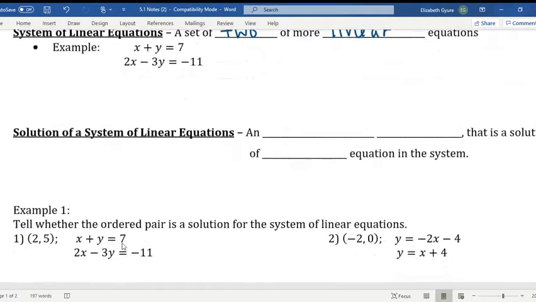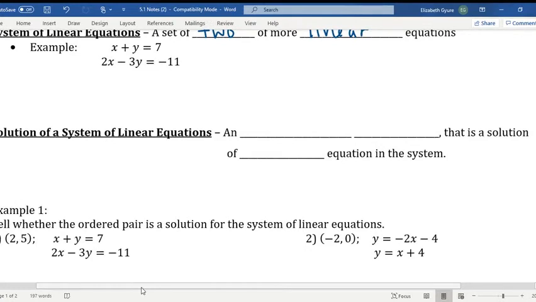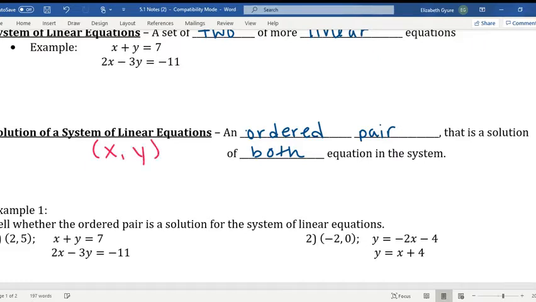Okay. A solution of a system of linear equations is an ordered pair that is a solution of both equations in the system. Now, when I say an ordered pair, do you guys know what an ordered pair is? An alternate word for ordered pair is a coordinate point. Your solutions are going to be points like x, comma, y, like that. I would write that down. They're going to be points like that.